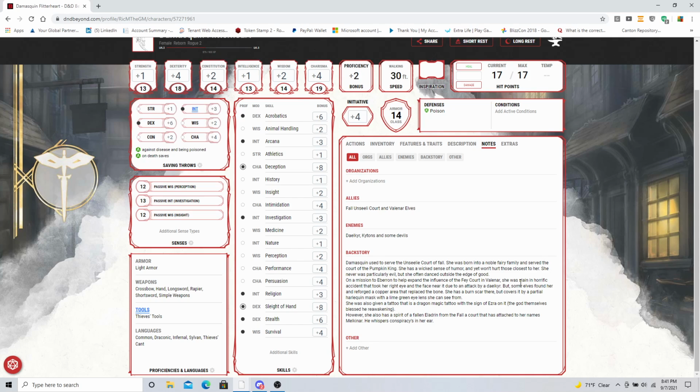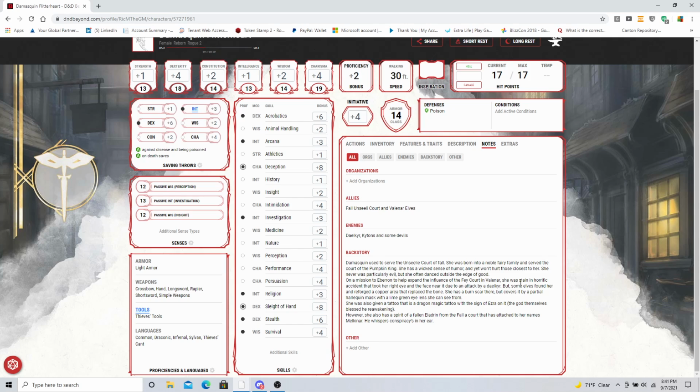But someone else found her and reforged a copper area that replaced the bone. So literally under her mask, it's copper. Instead of bone and skin, the skin may have grown over it, but it's copper. It gives her some structure and strength to have an eye and rebuilt that. But she's still dead, right? She's dead.